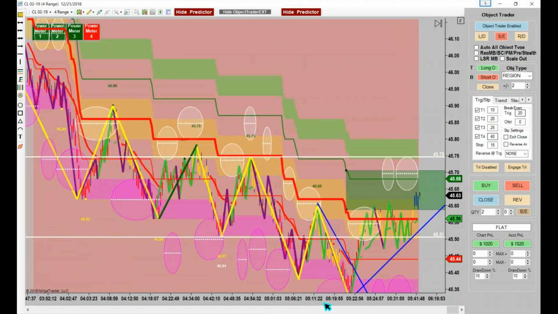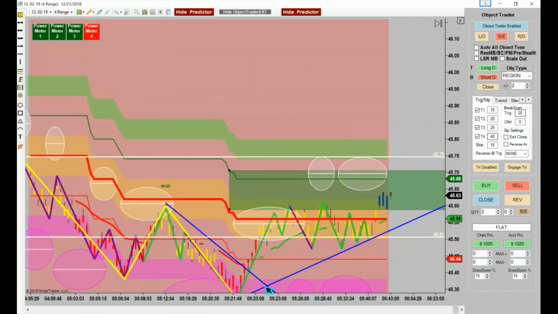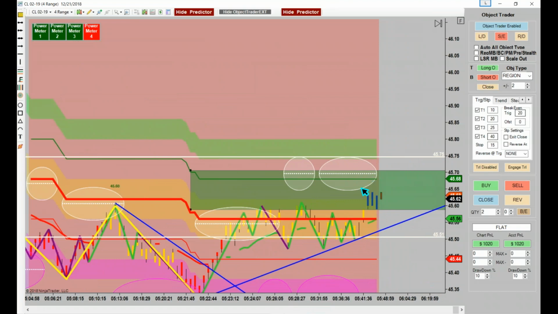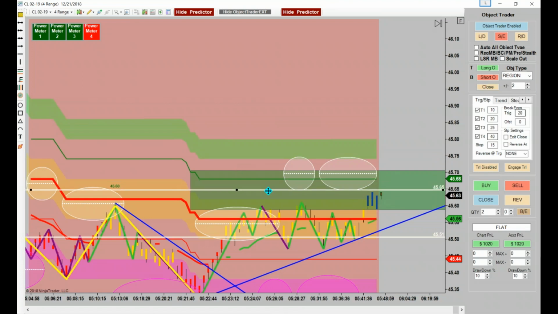Look to the left, trade to the right, and see if they got any more area. You got a phantom right here too. Predictor's saying that they should hit their head right here. We'll see if they do. I'll draw a line there. Slow, slow.